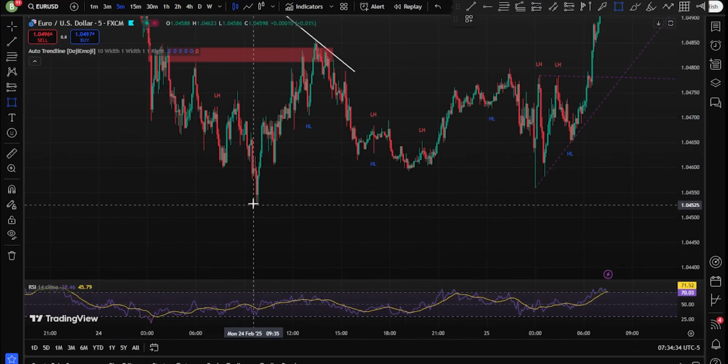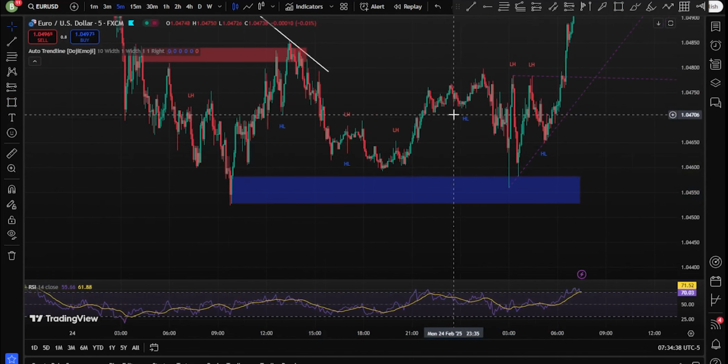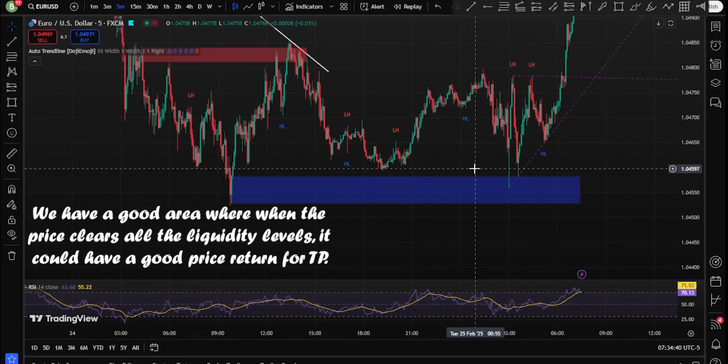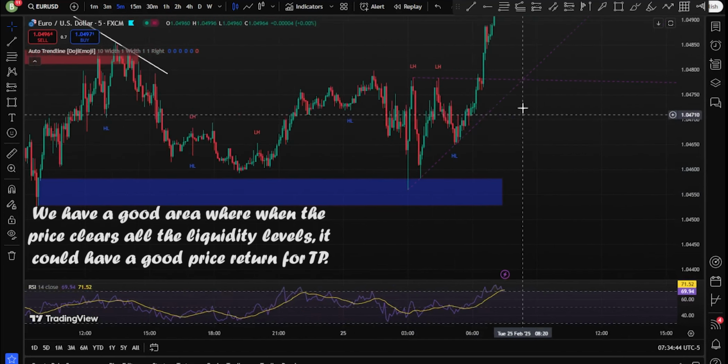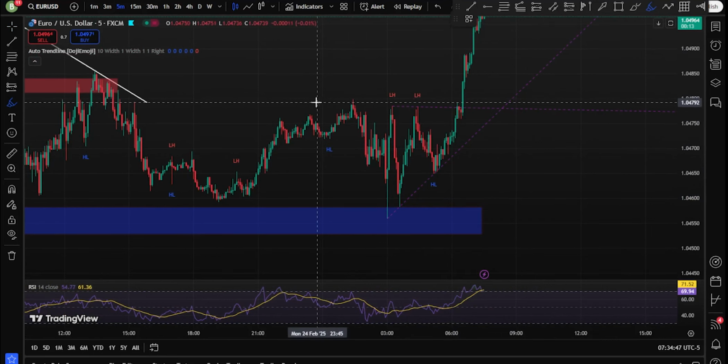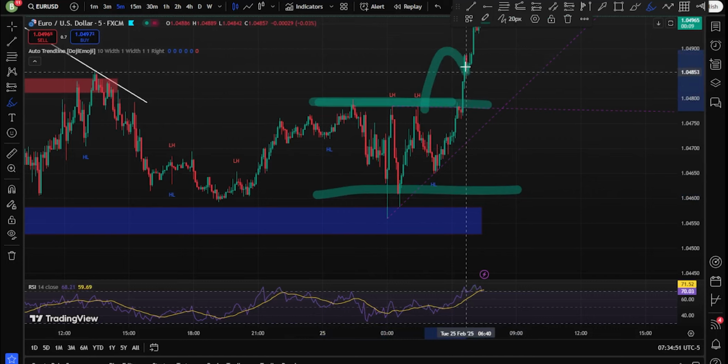Overbought: RSI greater than 70 indicates a potential reversal or pullback. Oversold: RSI less than 30 suggests a potential bounce or upward movement. Divergence: when price and RSI move in opposite directions, it can signal a trend reversal.